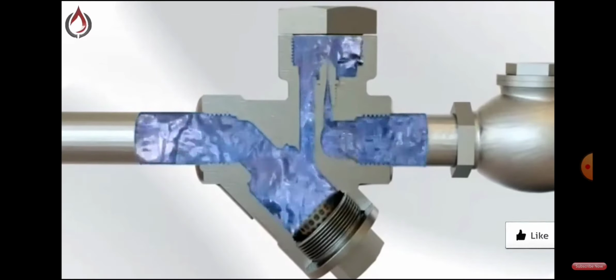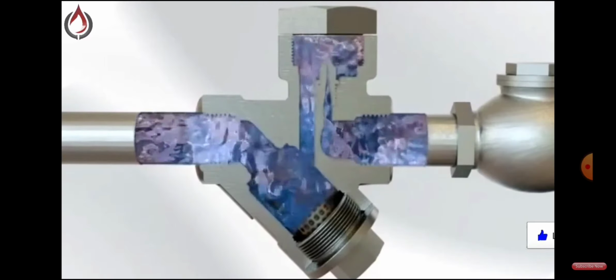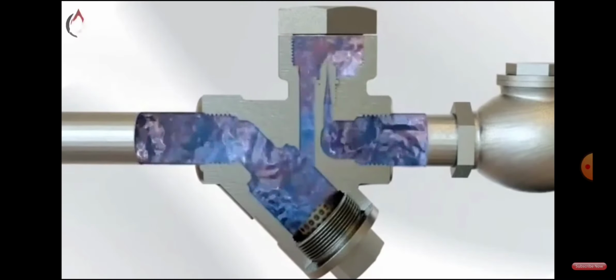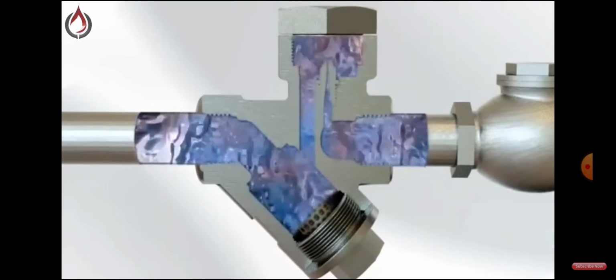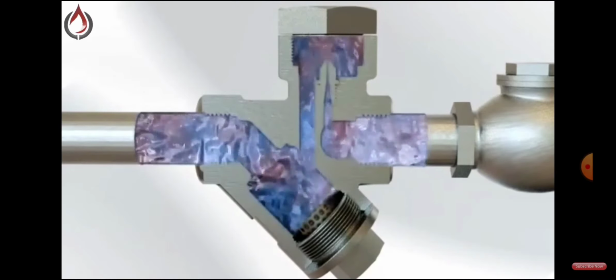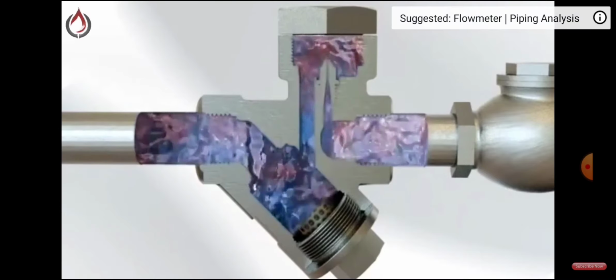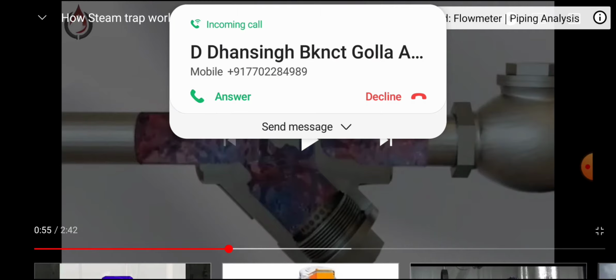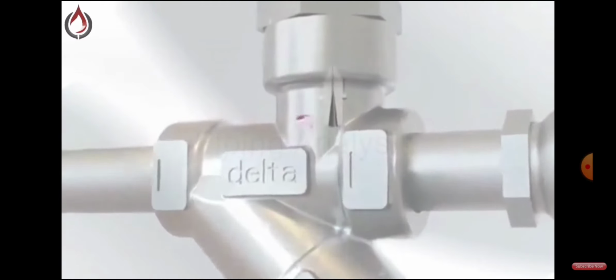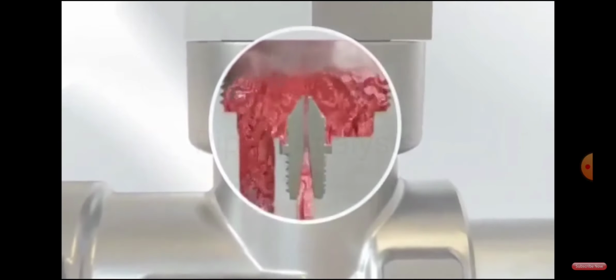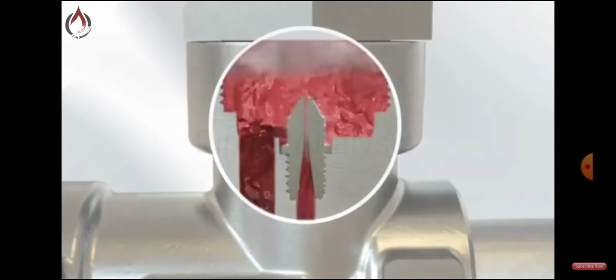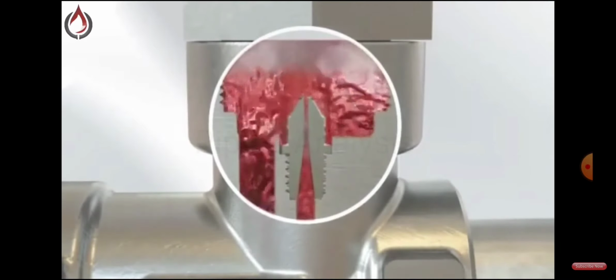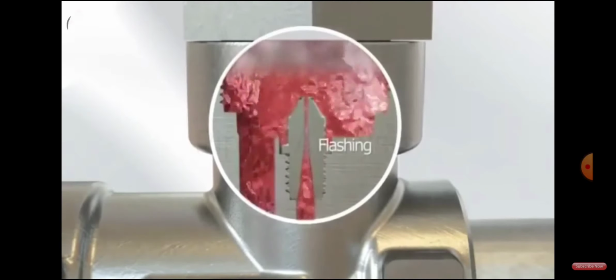Once all the cold condensate and non-condensable gases have been ejected, steam and hot condensate reach the Delta steam trap. As the steam continuously condenses to hot condensate in the pressurized steam system, it is fed to the steam trap by the pressure in the system. This hot condensate passes through the orifice and enters the mouth of the venturi. As the condensate passes through the mouth of the venturi, there is a sudden pressure drop, which causes a percentage of the hot condensate to change phase from condensate to steam, a phenomenon known as flashing.